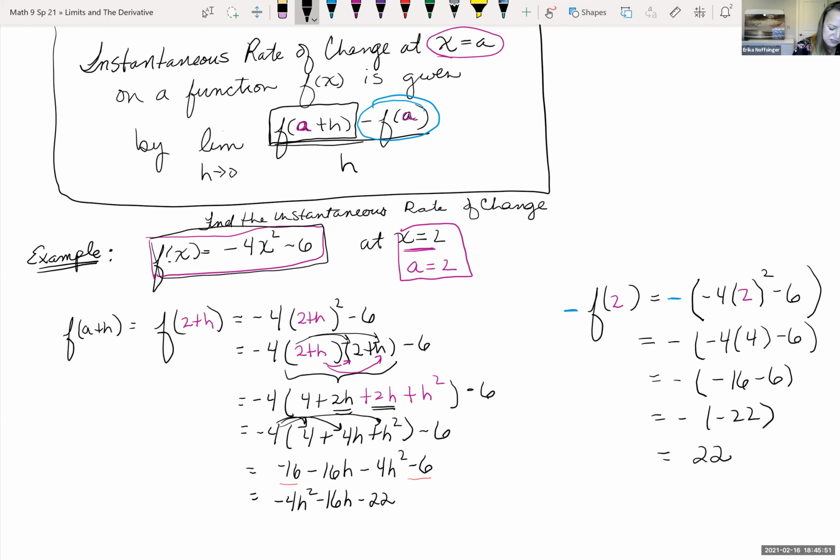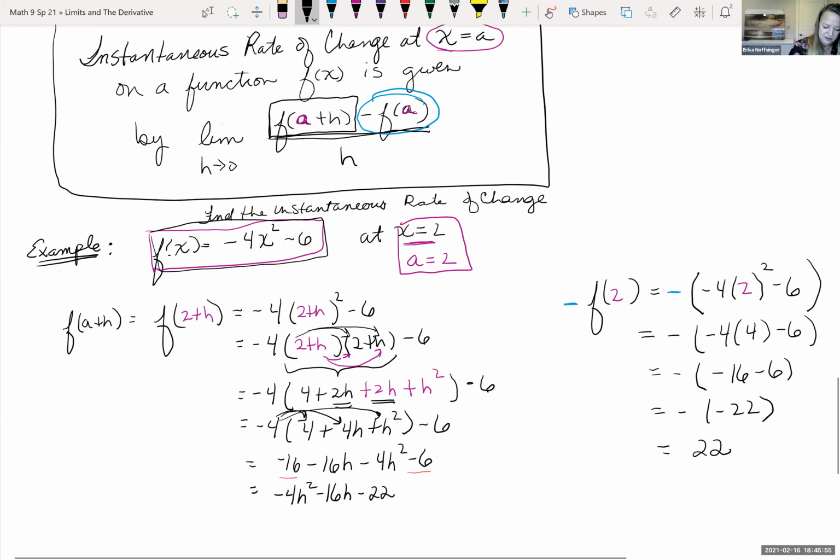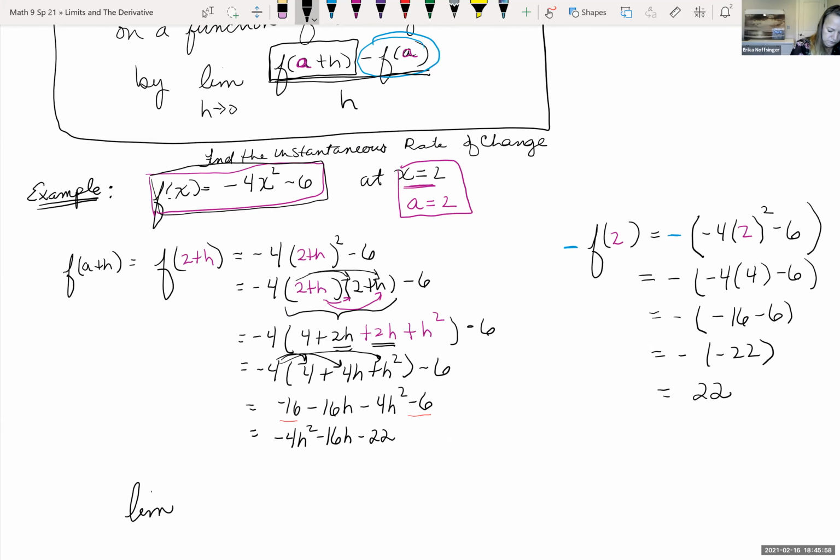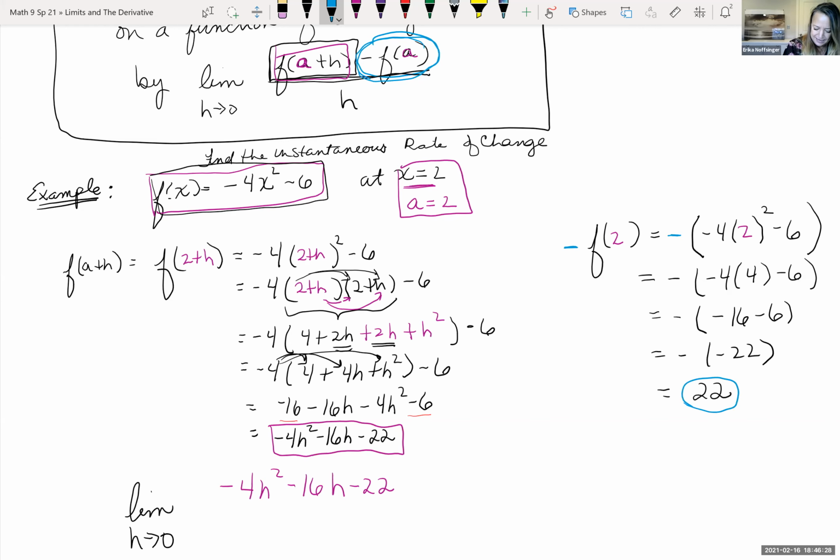So now let's put it all together. So I'm first going to write my limit as h goes to 0. I'm going to write my f of a plus h piece, which we found to be this. So negative 4h squared minus 16h minus 22. We're now going to subtract off f of a, or in our case, we already did that. So really we're adding, because this is positive, plus 22. Because we already did that minus. And now we have to put this whole thing all over h.